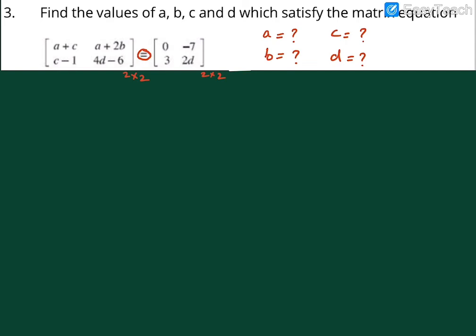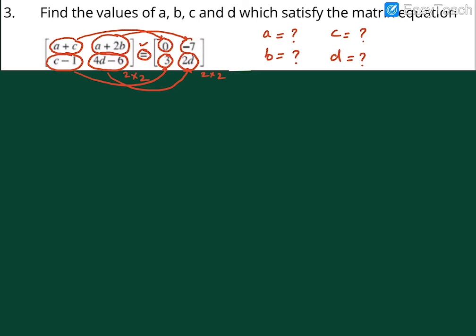Now their corresponding elements must be the same because these two matrices are equal. So we know the definition of equal matrices: their corresponding elements must be the same. A plus C must be equal to 0 because these are equal matrices. Similarly, A plus 2B must be equal to minus 7. Similarly, C minus 1 must be equal to 3, and 4D minus 6 must be equal to 2D of this element, right?